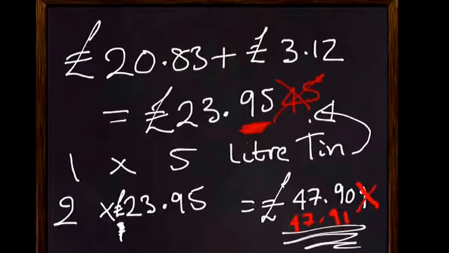But do watch the question. If they ask you to round, well, we only use pence, we only use 2 decimal places for pence. So it will be 47.91. That will be the answer for number 3 in question number 4.